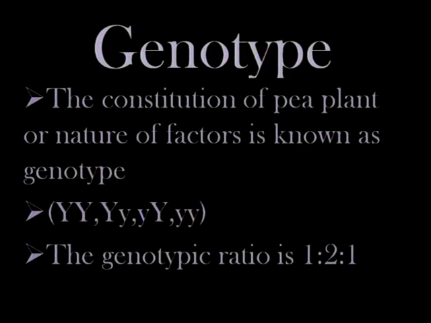And the genotype means the constitution of a pea plant, or the nature of the factor. For example, capital Y capital Y, capital Y small y, or both small y's. The genotypic ratio is 1:2:1.